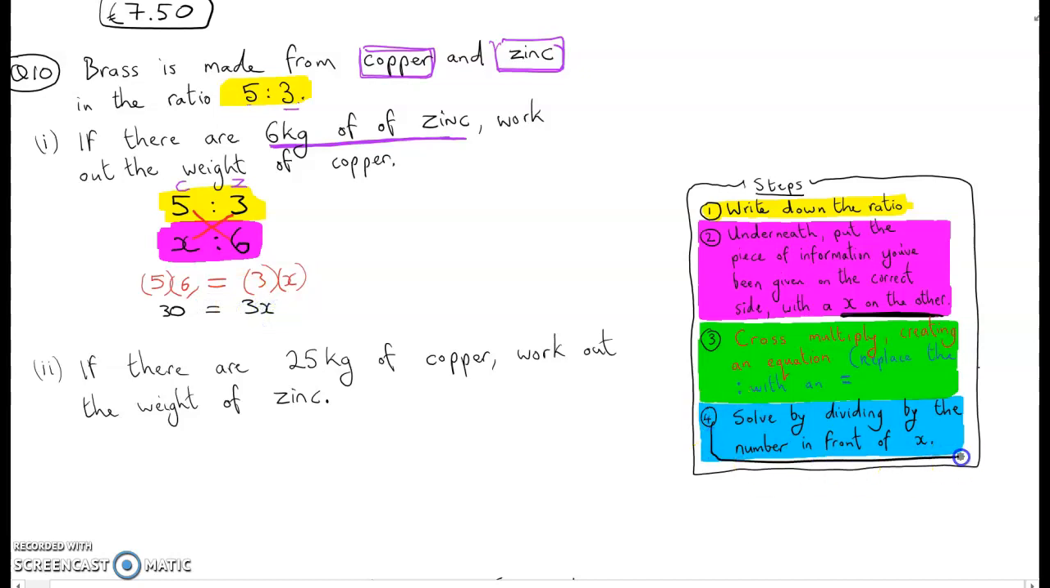And now we solve by dividing both sides by the number in front of x. So we're going to divide that by 3 and that by 3. It'll cancel over here, and you'll be left with 10 is equal to x. So what was the weight of copper? 10 kilograms.